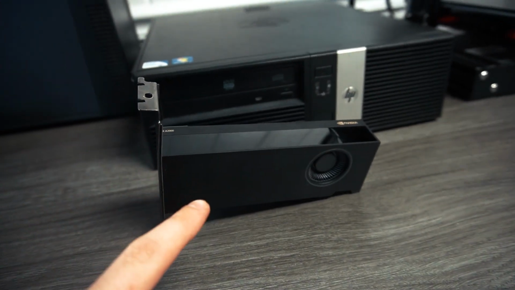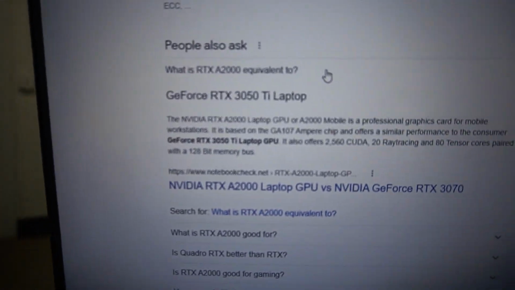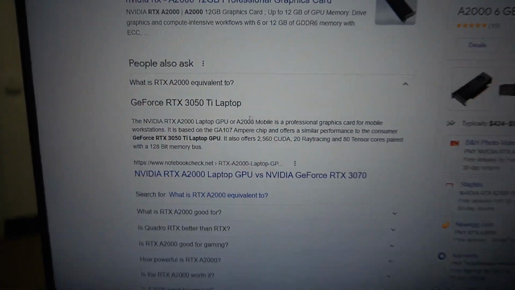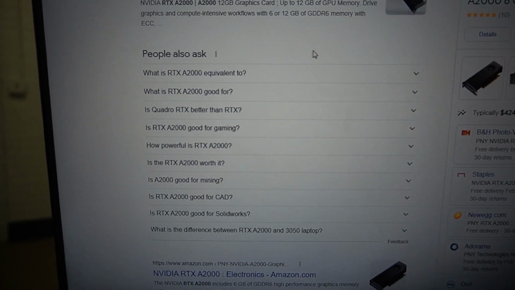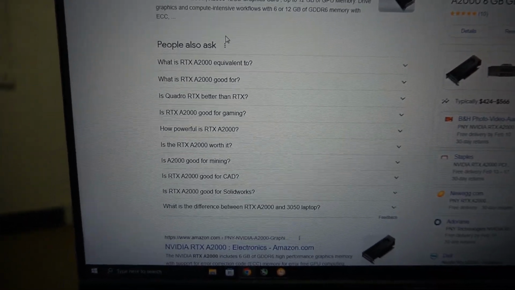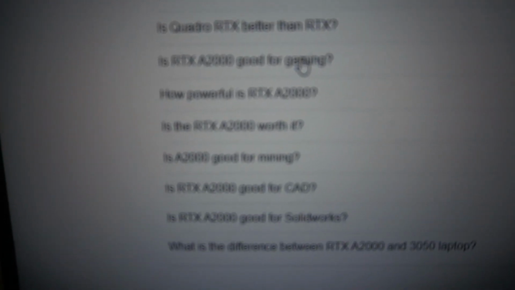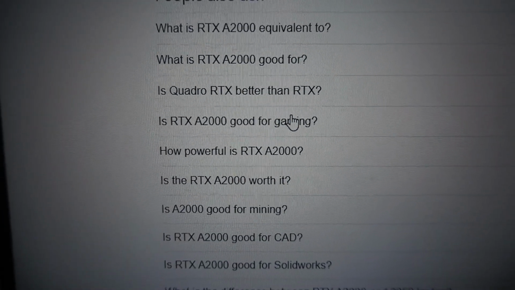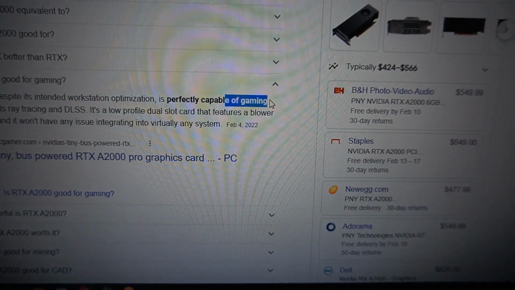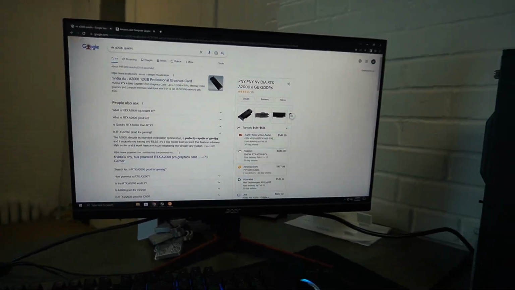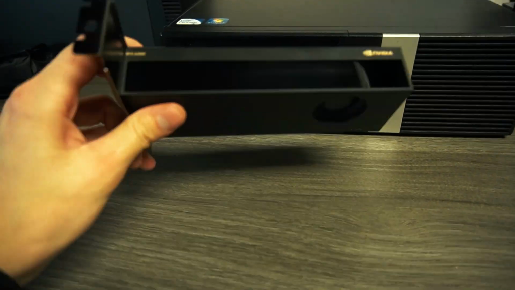This is not a gaming graphics card. Google says it's equivalent to a 3050 Ti. In a laptop, maybe that's closer to a 2060 or maybe a 1660 Ti. I don't know, this is not clear. But one of the questions that is asked is right here: is an RTX A2000 good for gaming? I have no idea. It says it's perfectly capable of gaming. We're gonna test that out with a couple games, but first we need a computer to put this in.